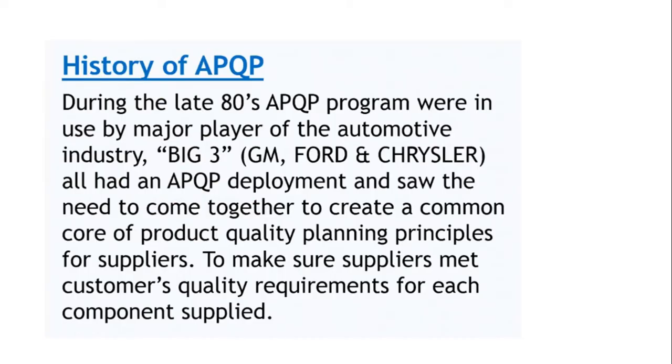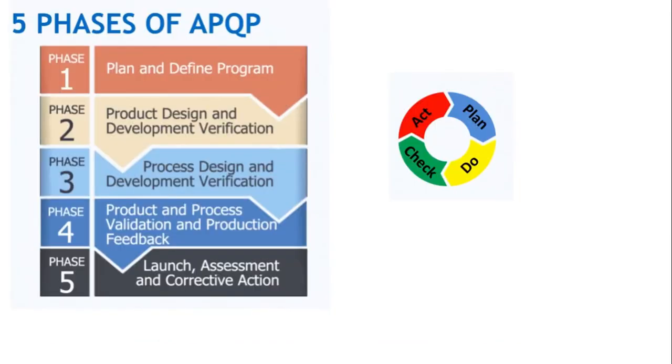In the history, the big three, that is GM, Ford and Chrysler, have gone through these things, so they have deployed APQP to develop and design their particular components, to make sure the suppliers met the customer quality requirements for each component supplied. So that is what this process is.